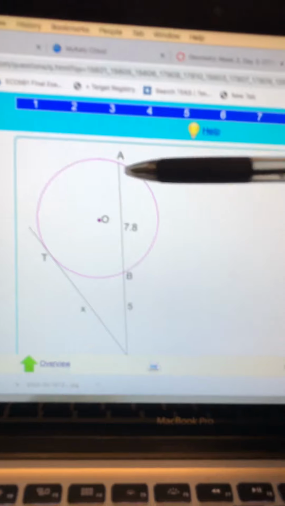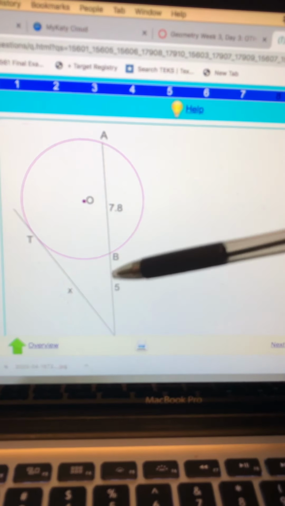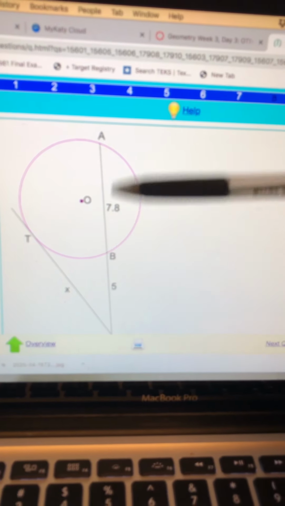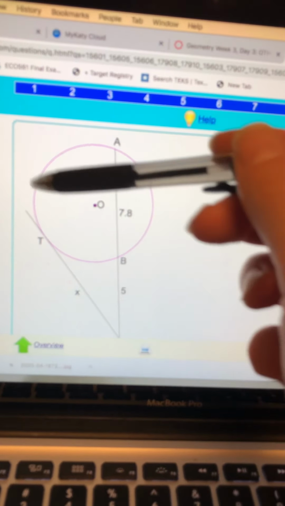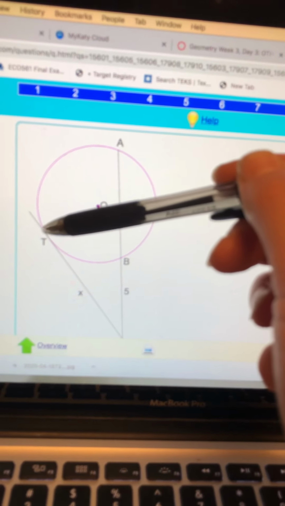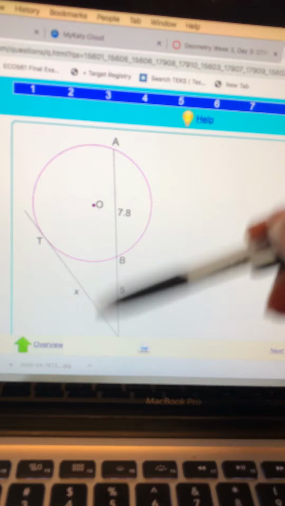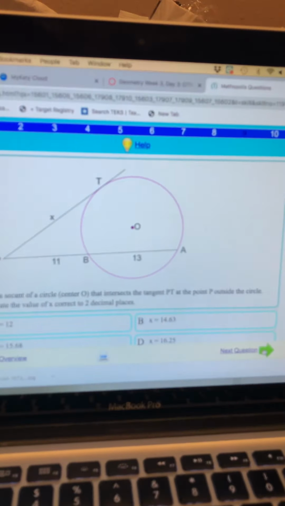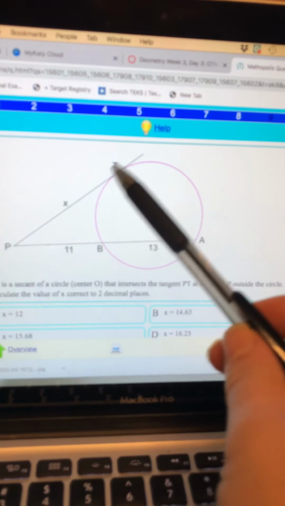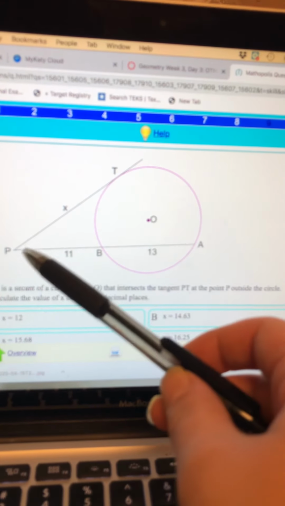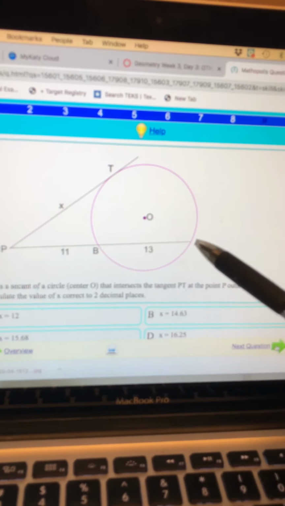This one, this is our secant line. It intercepts the circle at A and intercepts the circle at B. But this line over here is a tangent. It only hits at T. It doesn't hit at a second place. So we're using our bottom formula. This one, we have a tangent, hits it once. The other line goes through it twice. We're going to use our bottom one.